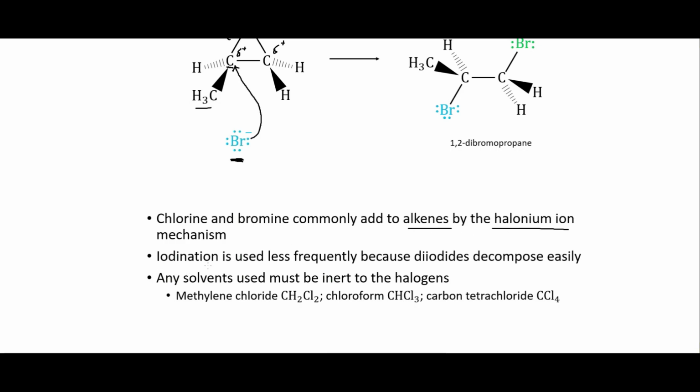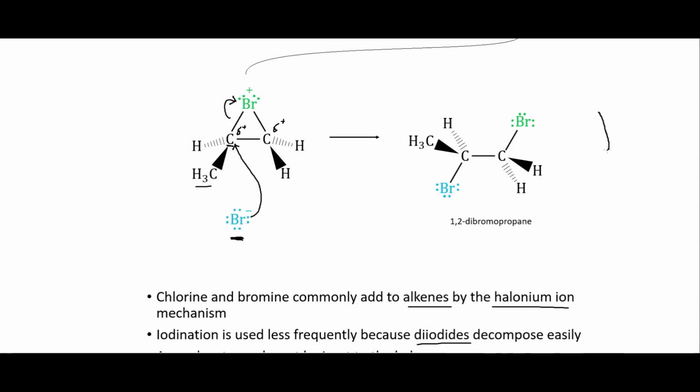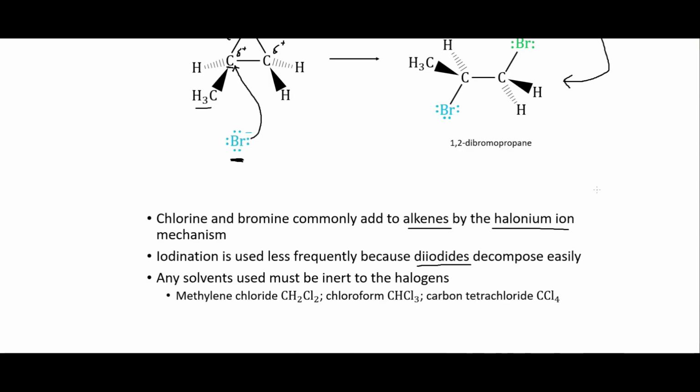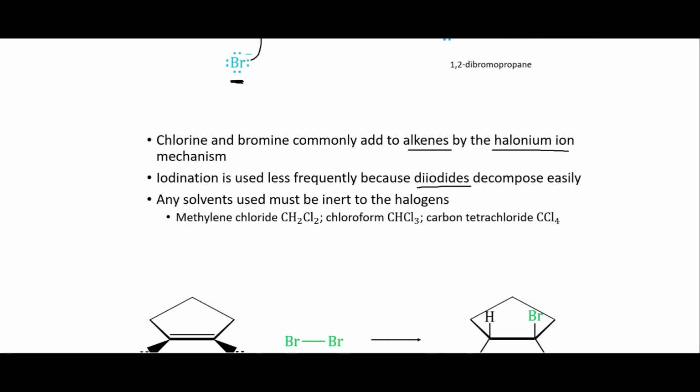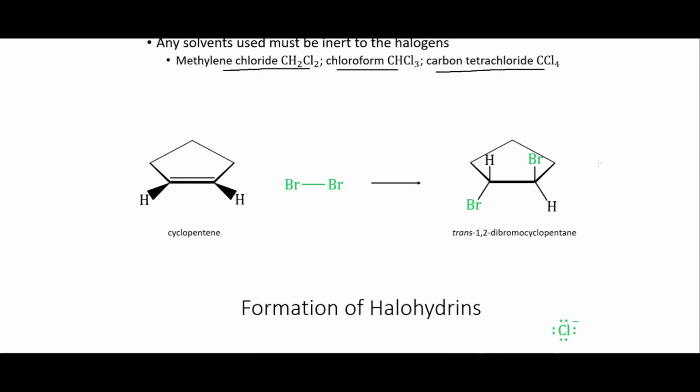Iodination is used less frequently because the diiodides decompose easily. So when we get to something that looks like this but with iodines on it, those can decompose fairly quickly. Any solvents used have to be inert to halogens, so we can't have something that the halogens will react with. Good choices would be things like methylene chloride, chloroform, and carbon tetrachloride.